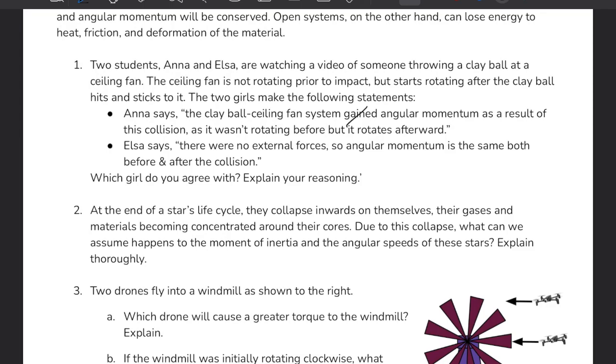Well, we did not gain any angular momentum. The system's closed: clay ball, ceiling fan system. I do agree, so I'm putting a check mark next to the end of Elsa's. Which girl do you agree with?